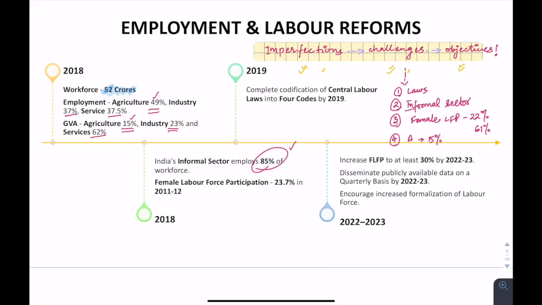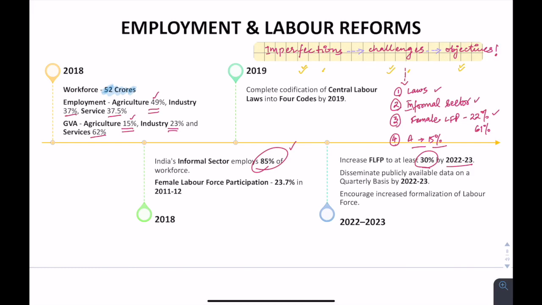Laws, where we need laws on wages, laws on safety, laws on industrial relations, laws on social security; where we need to increase formalization and reduce informalization; we need to increase the female labor force participation rate, where the target is 30% by 2022-23; and to change the skewness of our workforce or employment and GVA contribution. So these are the major challenges that we face, and these challenges are mainly because of the imperfections of the past.